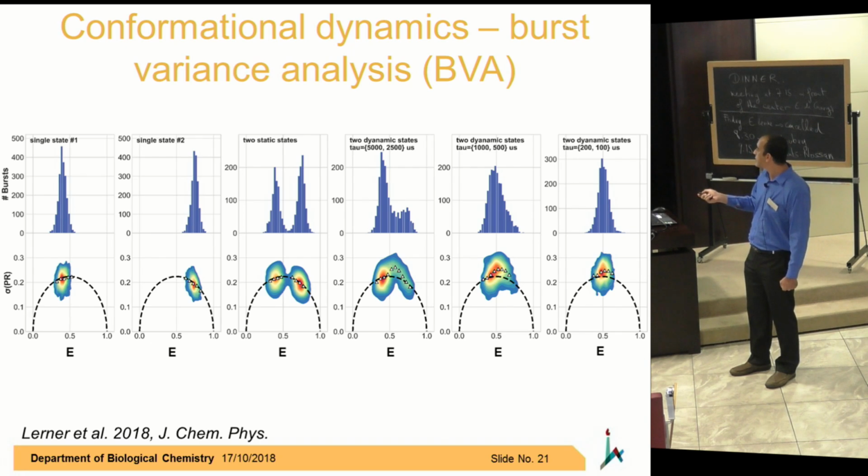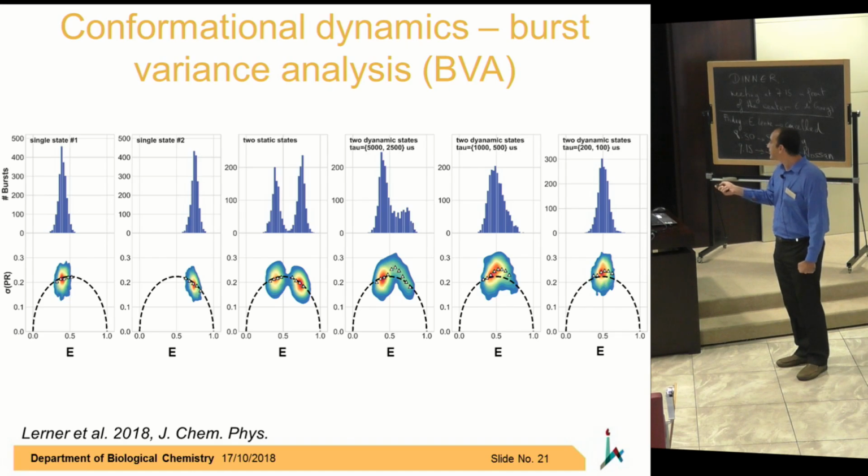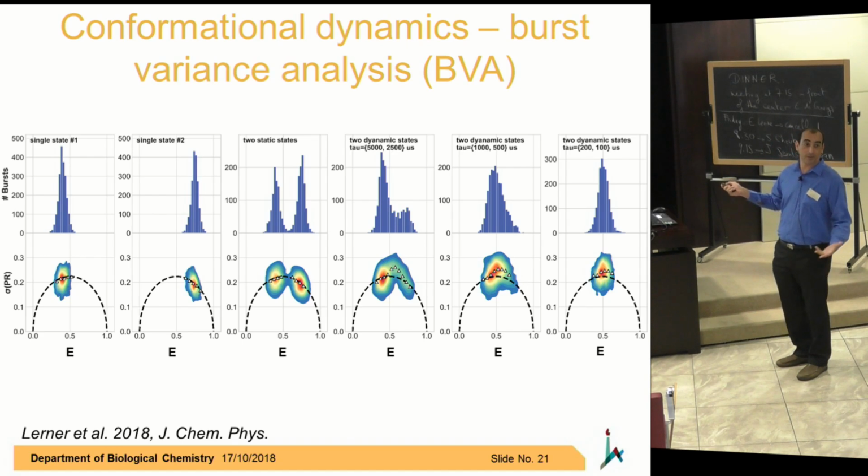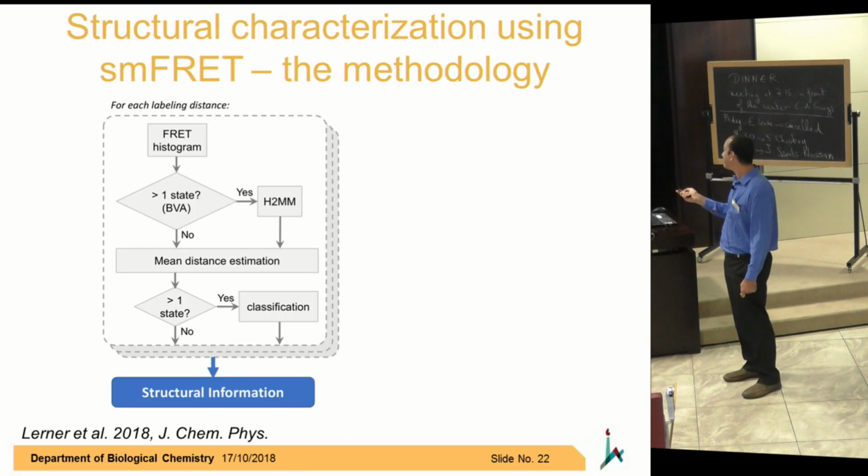But as you reach this situation, here you have this bridge, bursts that are in the bridge between the populations that just interconvert while crossing the beam. You see that as data that goes above the semicircle. But even in the fast case, you still see a remnant signature for dynamics for something that obviously looks as if it's just one state.